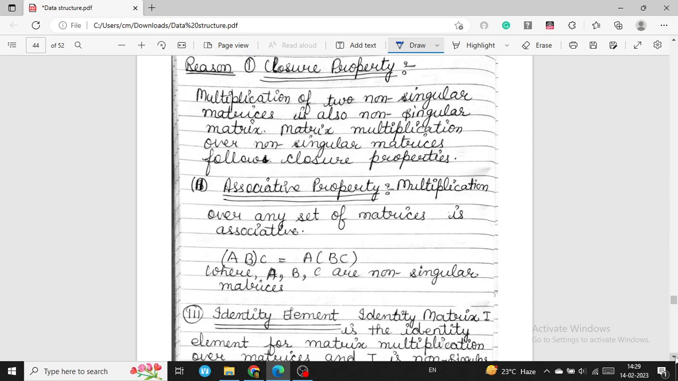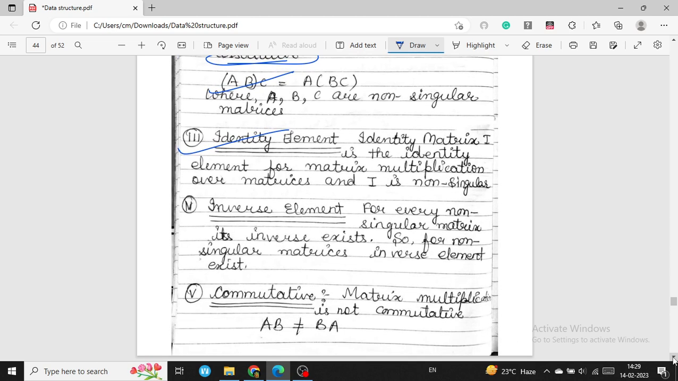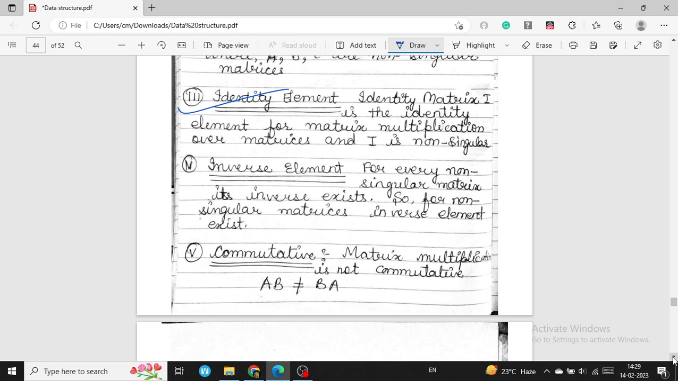Why? Reason: in the closure property, multiplication of two non-singular matrices is non-singular, and matrix multiplication over non-singular matrices follows the closure property. Associative property: multiplication over any set of matrices is associative, and these are non-singular matrices. Identity element: identity matrix I is the identity element for matrix multiplication, and I is non-singular. And inverse element: for every non-singular matrix, its inverse exists.